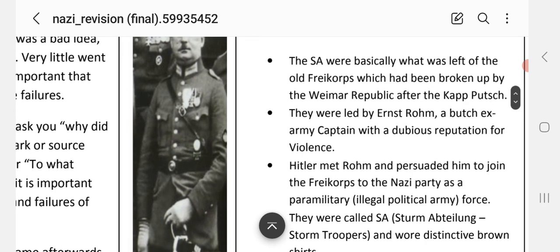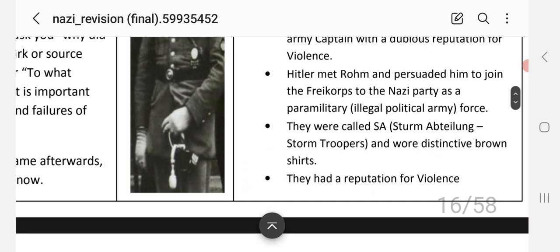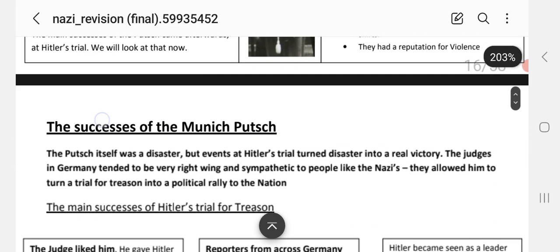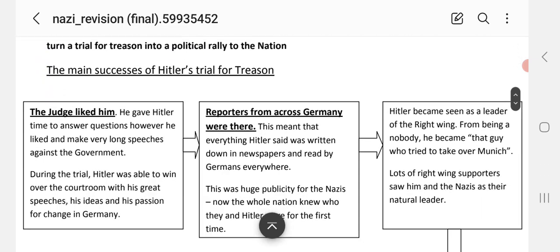The SA were basically what was left of the old Freikorps, which had been broken up by the Weimar Republic after the Kapp Putsch. They were led by Ernst Röhm, a butch ex-army captain with a dubious reputation for violence. Hitler met Röhm and persuaded him to join the Freikorps to the Nazi Party as a paramilitary, illegal political army force. They were called the SA, Sturmabteilung, stormtroopers, and wore distinctive brown shirts. They had a reputation for violence. But some successes.